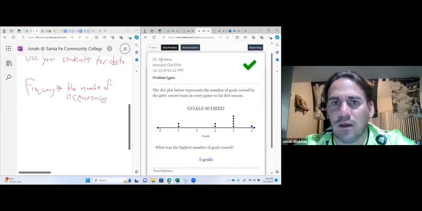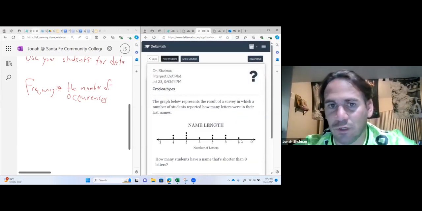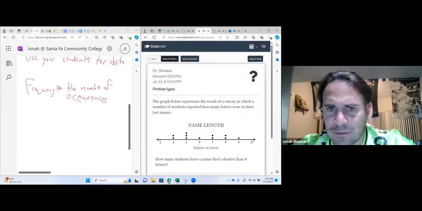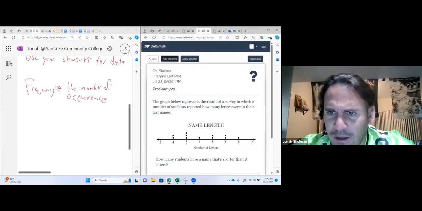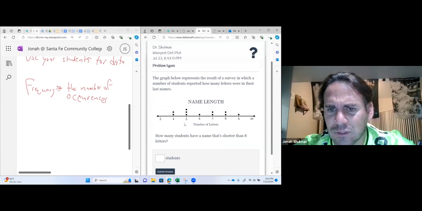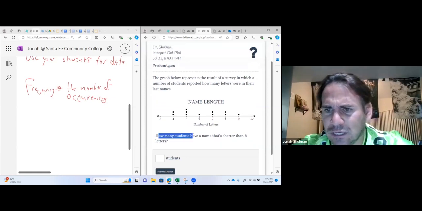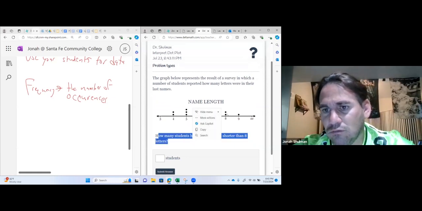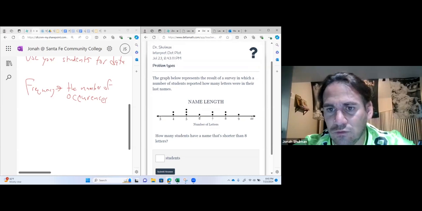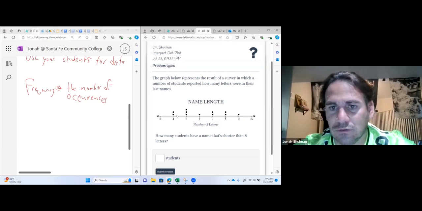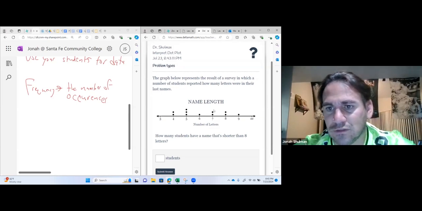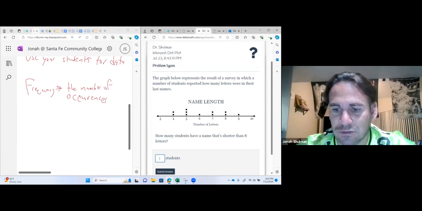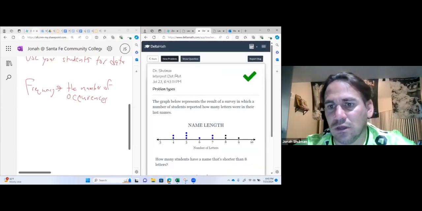Let's do a new problem. The results of a survey where the number of students reported how many letters there are in their last names. How many students have a name that's shorter than 8 letters? So let's do it. 1, 2, 3, 4, 5, 6, oh sorry, 1, 2, 3, 4, 5, 6, 7, 8. There's 8 students whose name is less than that many letters.